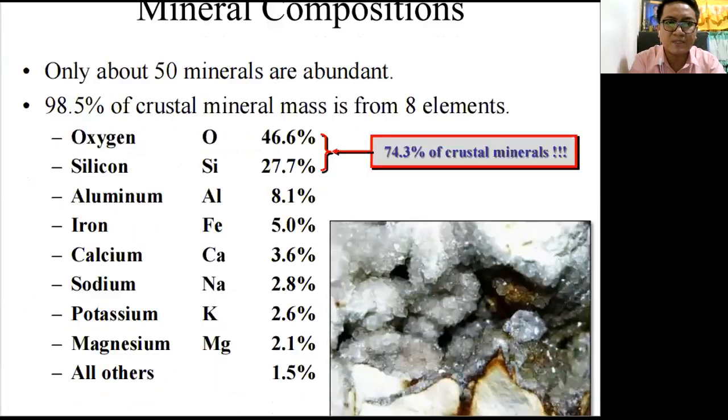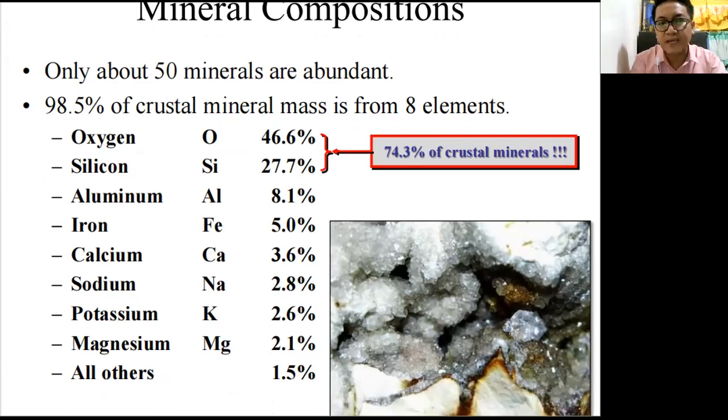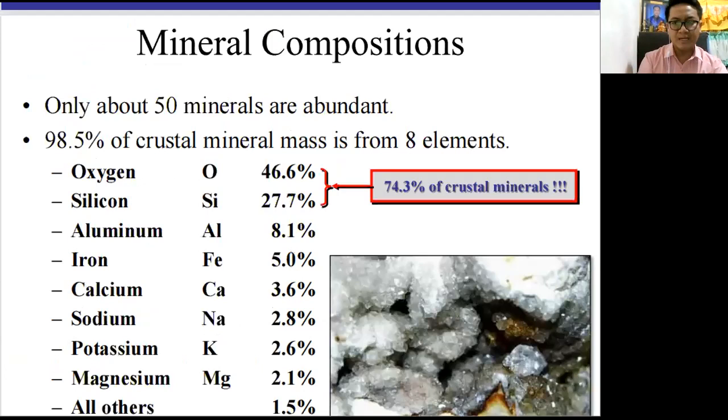Pakita ko na lang po itong minerals composition. The minerals composition is only about 50 minerals are abundant. No? Ang sabi po, it's 98.5% of crustal mineral mass is from 8 elements. So we have oxygen, silicon, aluminum, iron, calcium, sodium, potassium, magnesium, and others. Na mapapansin po natin that the crustal minerals is 74.3% oxygen and silicon. Okay? So, yun po ang meron po tayo pagdating po kay minerals.